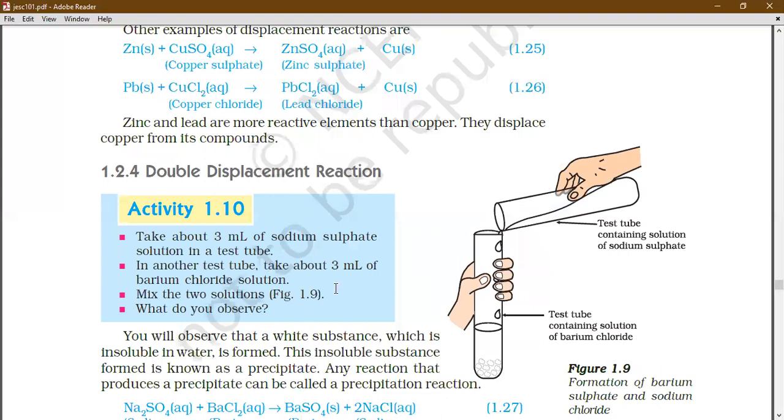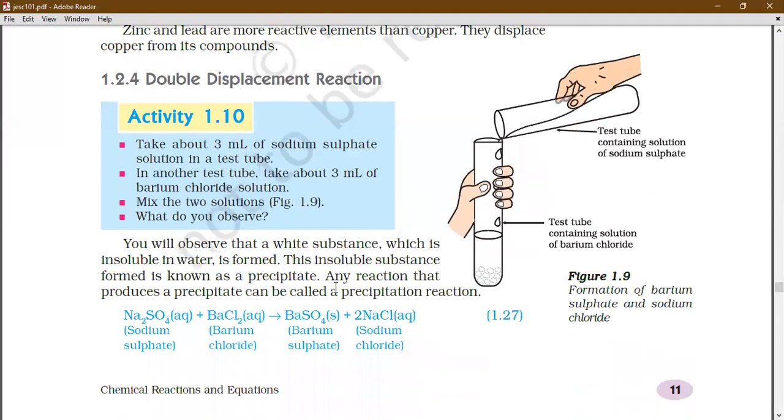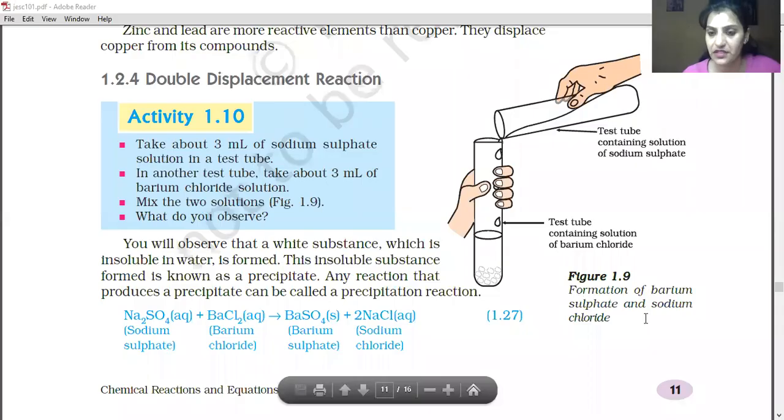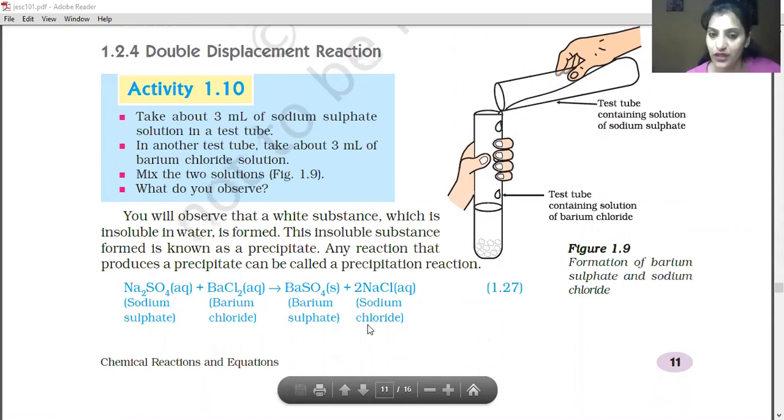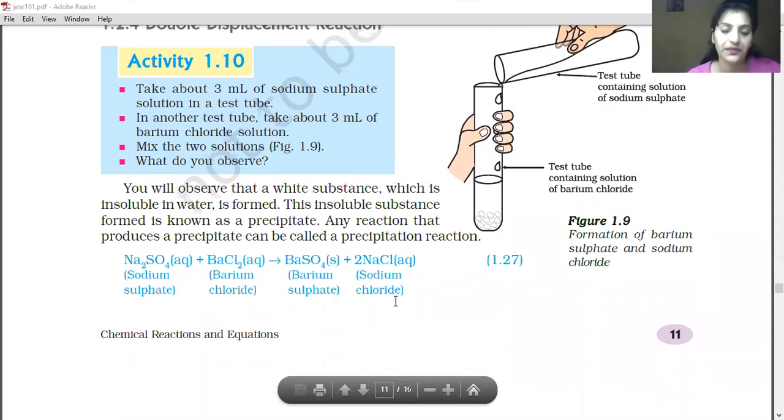You will observe that a white substance which is insoluble in water is formed. So any reaction that produces a precipitate can be called a precipitation reaction. Na2SO4 (aqueous) plus BaCl2 (aqueous) gives BaSO4 (solid) plus 2NaCl (aqueous).